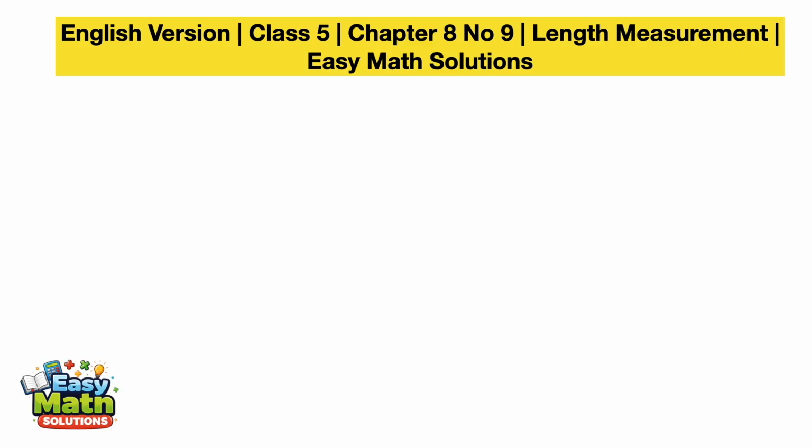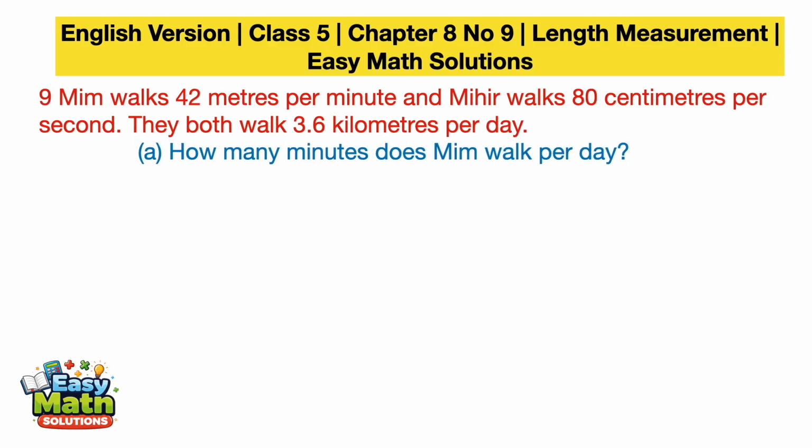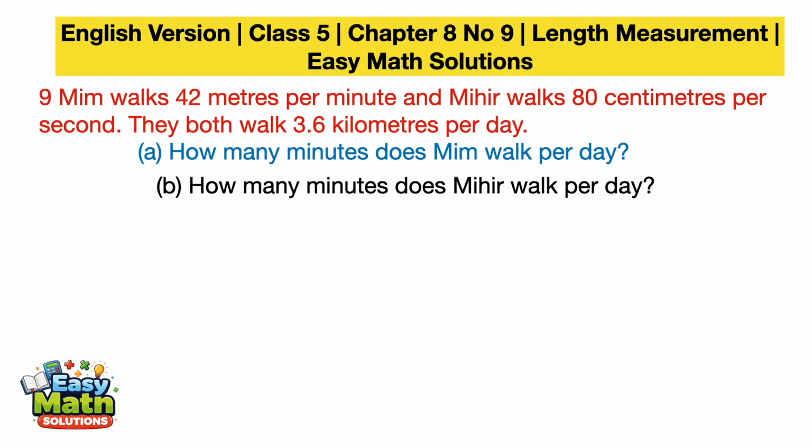English version, Mathematics, Class 5, Chapter 8, Length Measurement, Number 9. Mim walks 42 meters per minute and Mihir walks 80 centimeters per second. They both walk 3.6 kilometers per day. Then A, how many minutes does Mim walk per day? And B, how many minutes does Mihir walk per day?